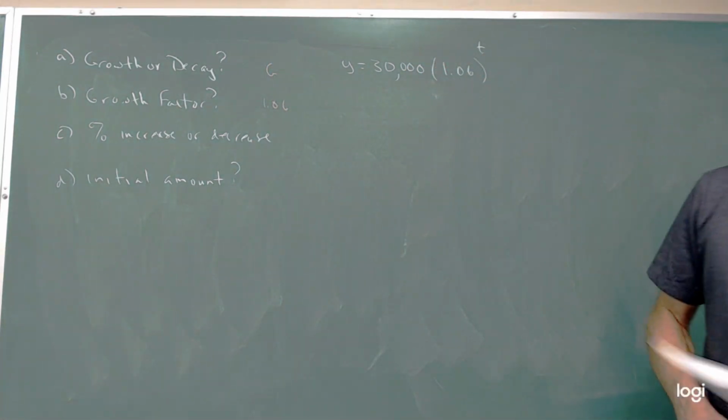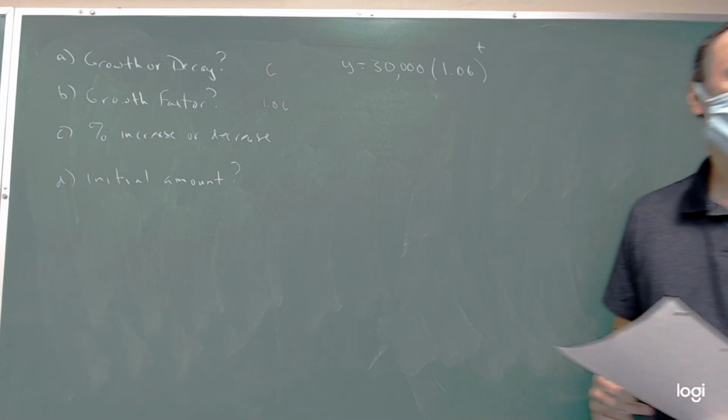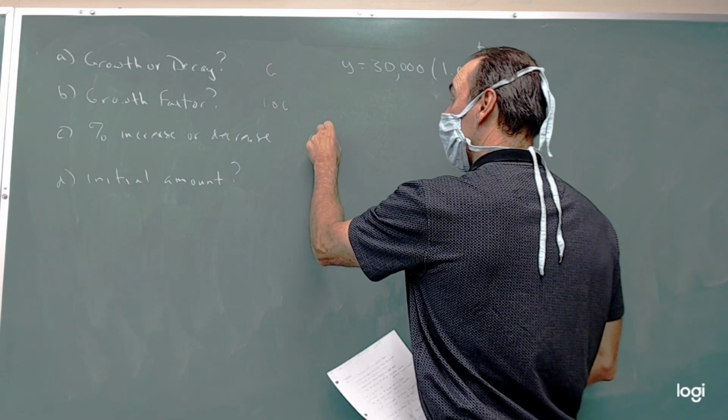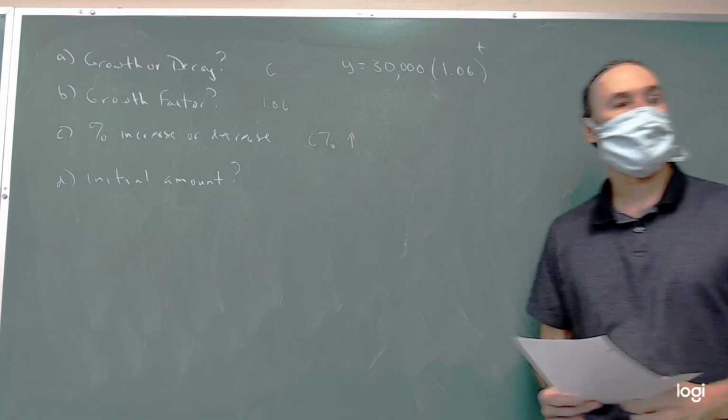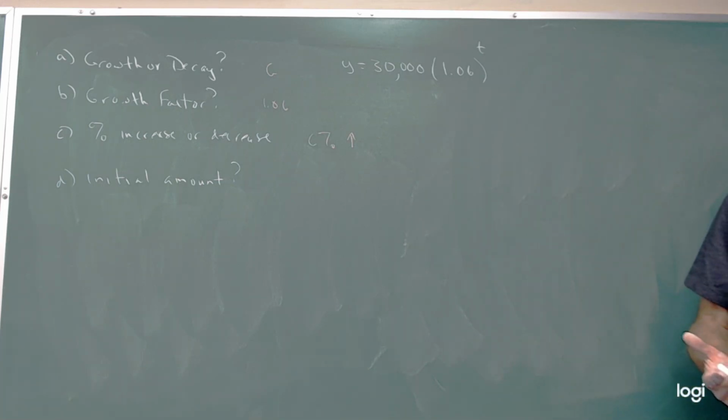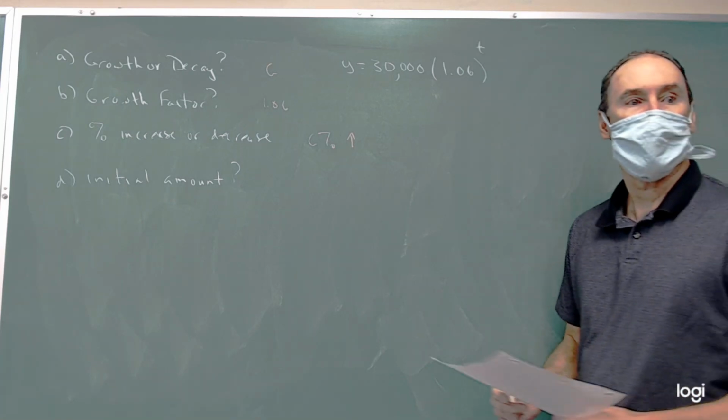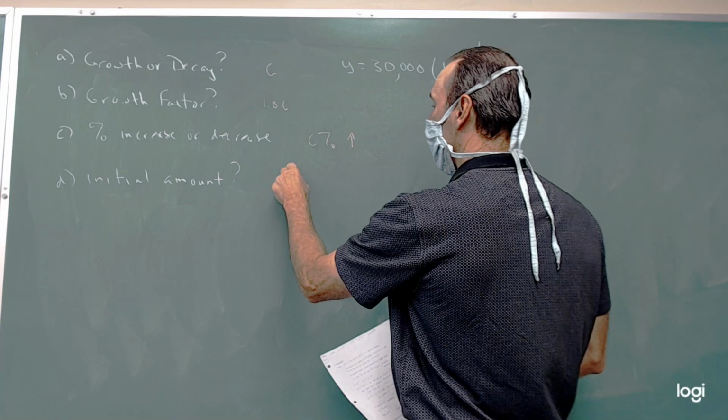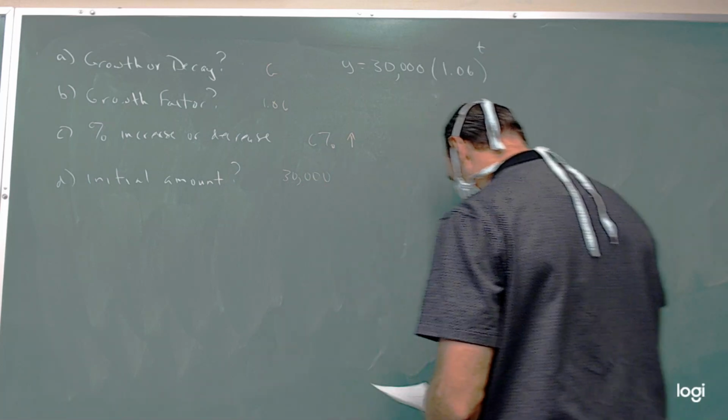And what is the percent increase or decrease? 6% increase, because it's bigger than 1. However, you just subtract 1 from it and then make it into a percent. And what was the initial amount? 30,000. Okay, let me give you a different one.